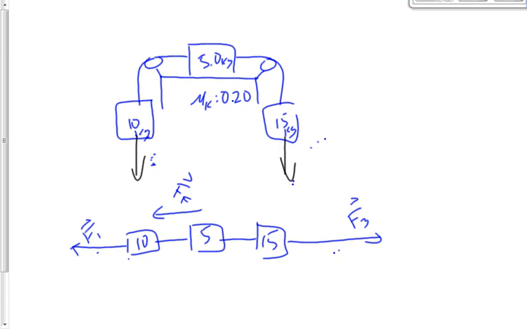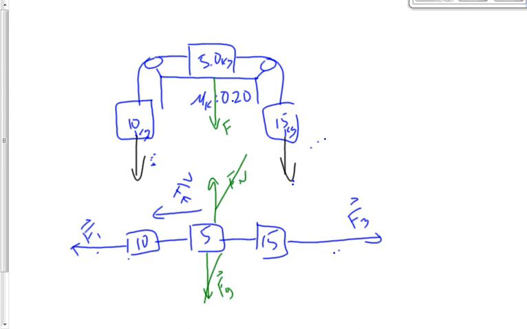Okay, let's get some of these forces here. Oh wait, there's a force of gravity acting down on this guy too, isn't there? Right here. Right? Why didn't I bother putting that in? It's not that I forgot it. Why didn't I bother putting that one in, Luca? Yeah, because the normal force cancels it, right?